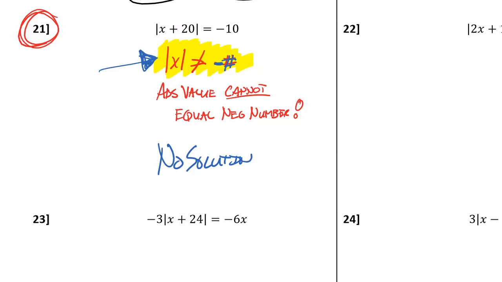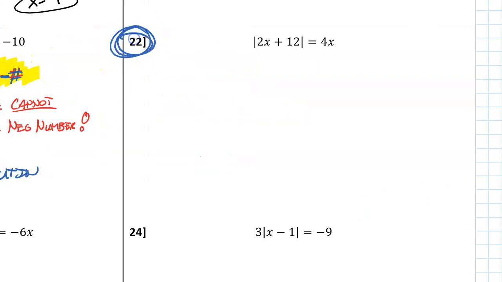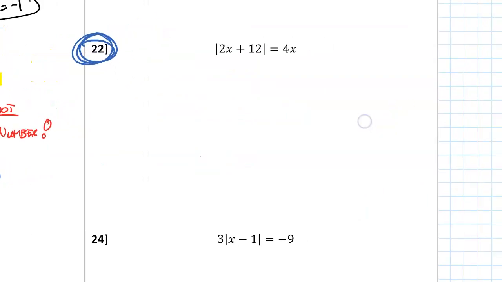All right, last, we're going to talk through question number 22. Now, why are we choosing this one? Well, right off the bat, we notice that there is a variable both inside the absolute value bars and set equal to it. So this is a warning. There's a potential for an extraneous solution.